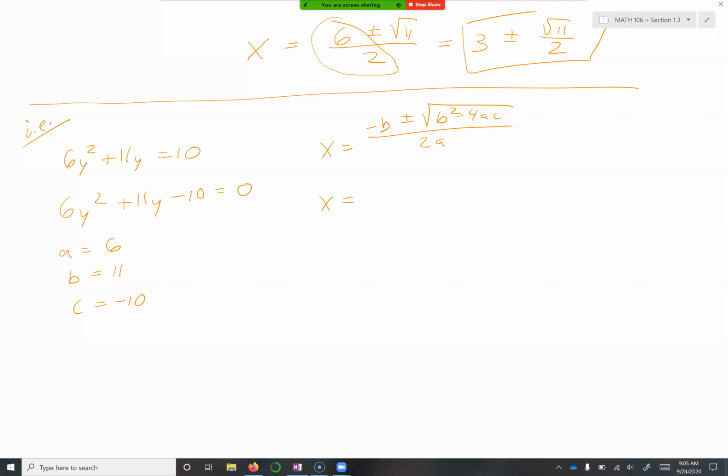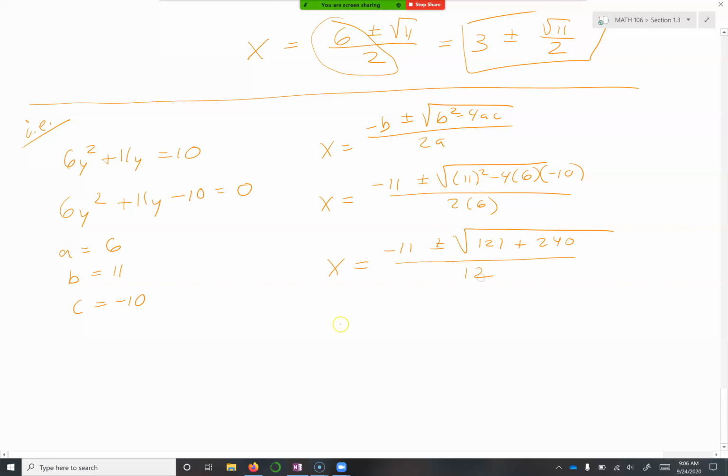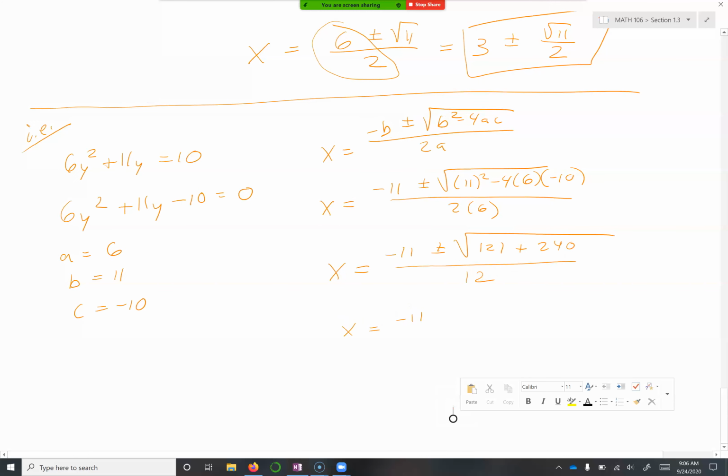Okay, so here we go. Let's plug some stuff in here. So we have negative 11 plus or minus the square root of 11 squared minus 4 times A times C, over 2 times A. And really, the more you do of these, what's 11 squared? Anyone know? Is that 121? Yeah, 121. And then we're going to add to this, what is it? That's 24 times 10, which is 240, but the negatives make it a plus, so it's 240, all over 12. So 121 plus 240, 361. Oh, that'll be fun.